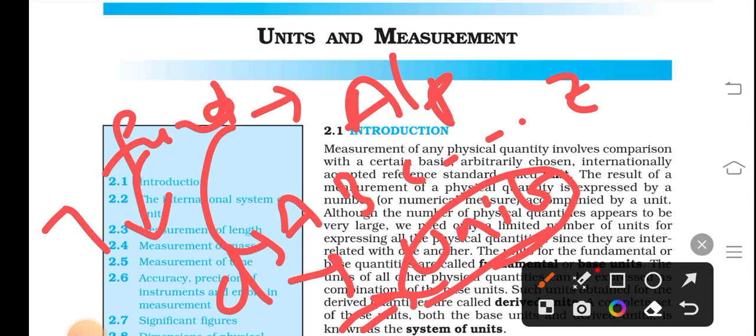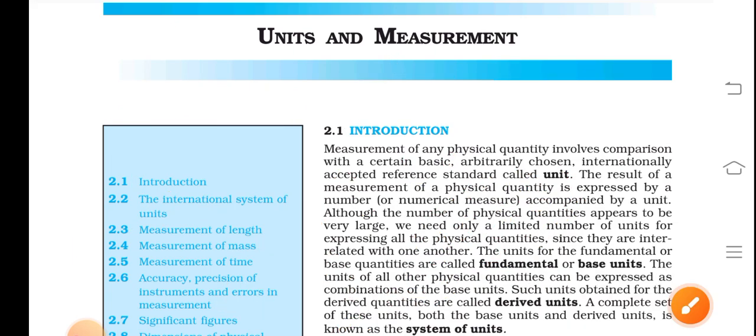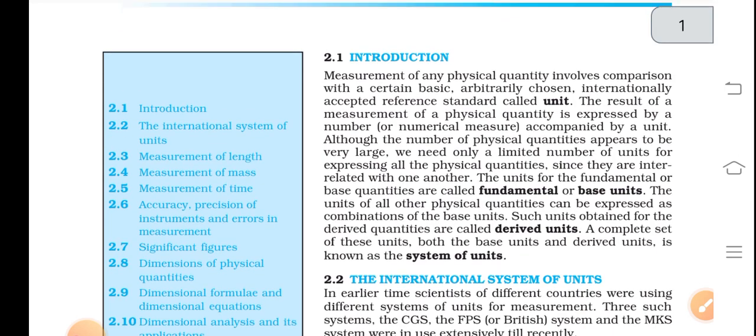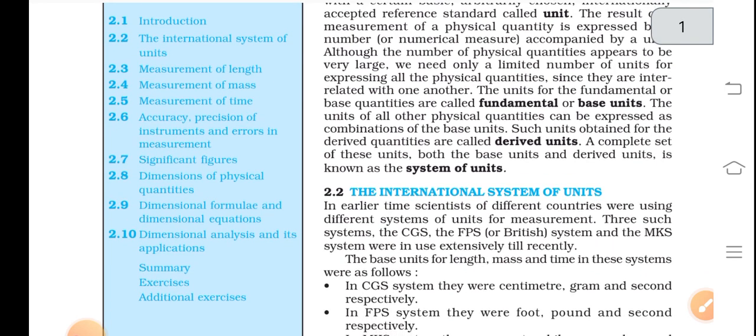Fundamental units are nearly seven types. You will come across them now. With those seven fundamental units only we derive other quantities, so we call them derived units. And coming to the topic, a complete set of these units, both the base units and derived units, is known as the system of units, right? Easy. Next, the international system of units.